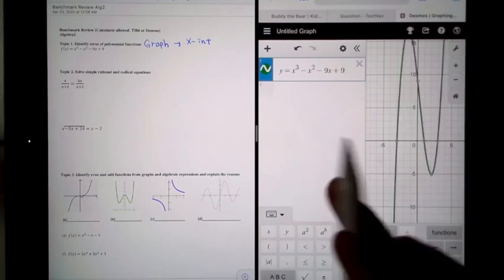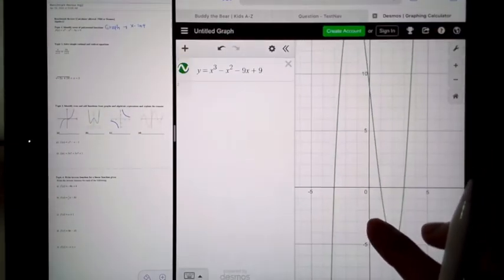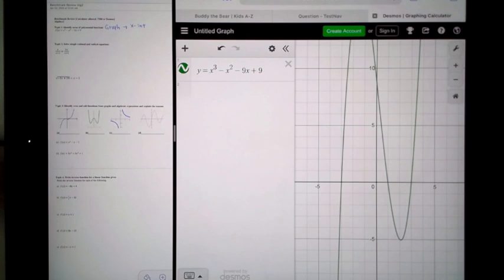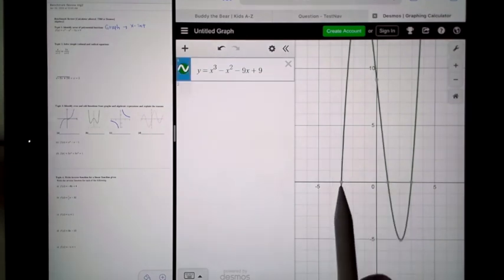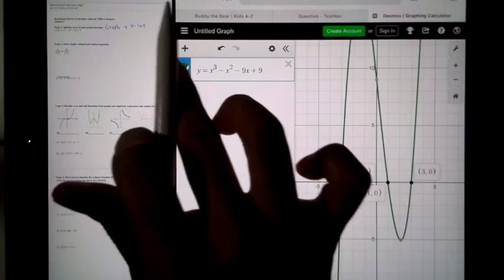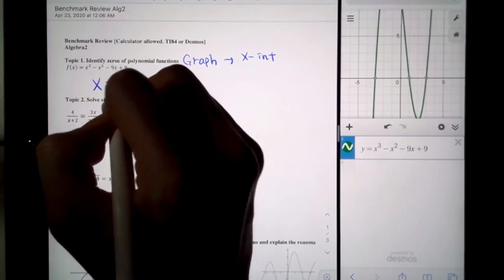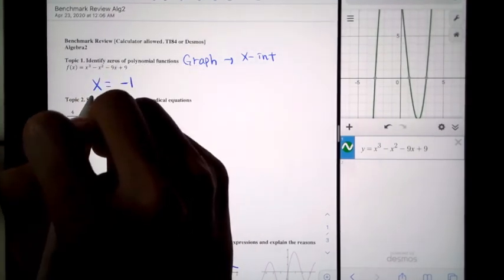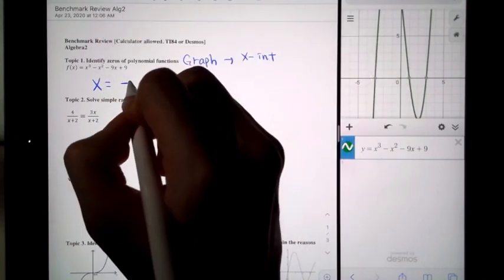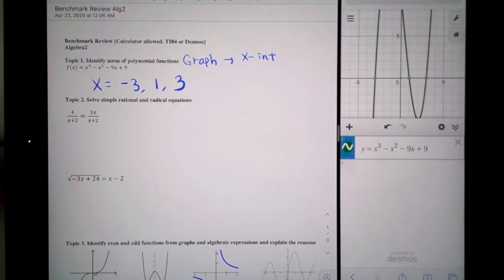So this is my graph, right? We want to find the x-intercepts, right? So just click the point. What is this? -3, and that one 1 and 3. So -3, 1 and 3. So from here you can just write my zeros: -3, 1 and 3. Like this, you can get your zeros.